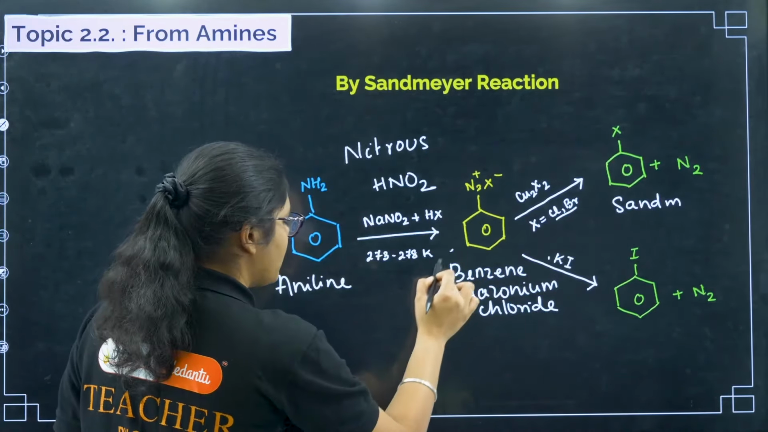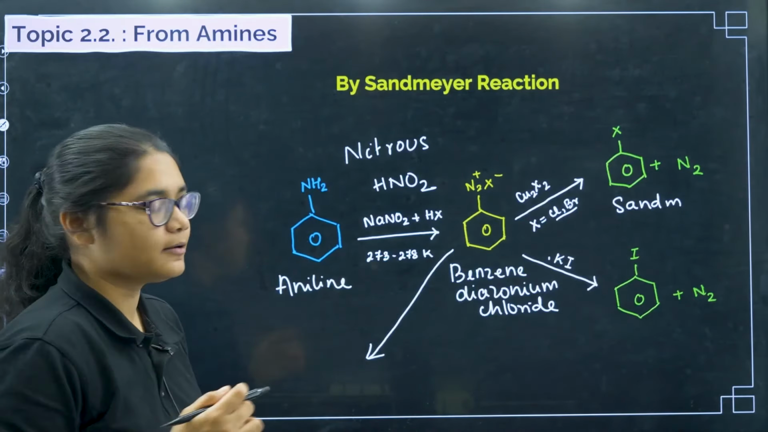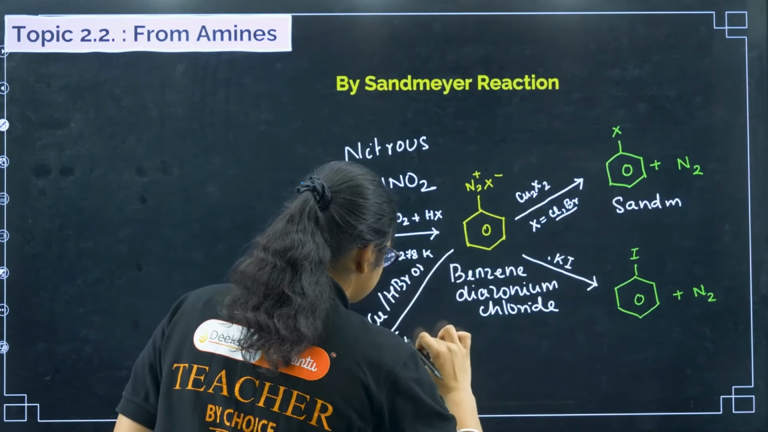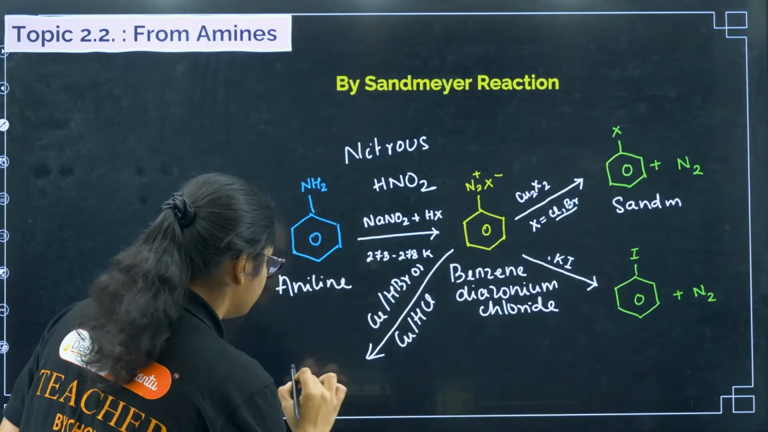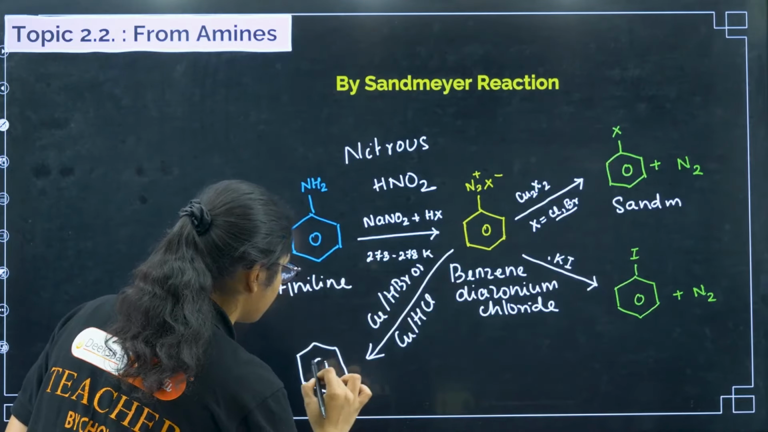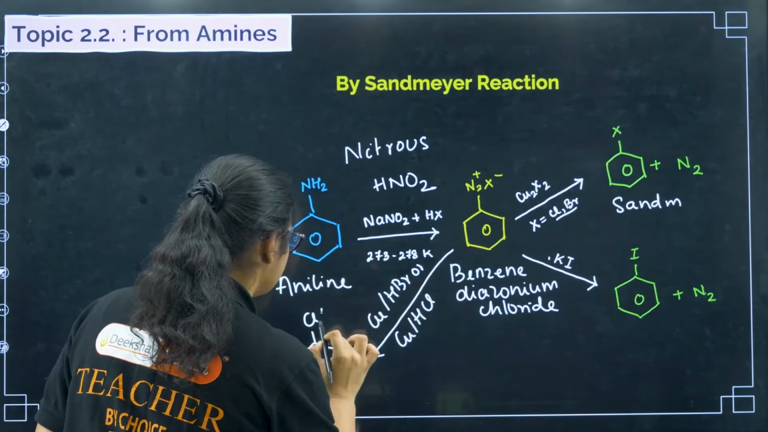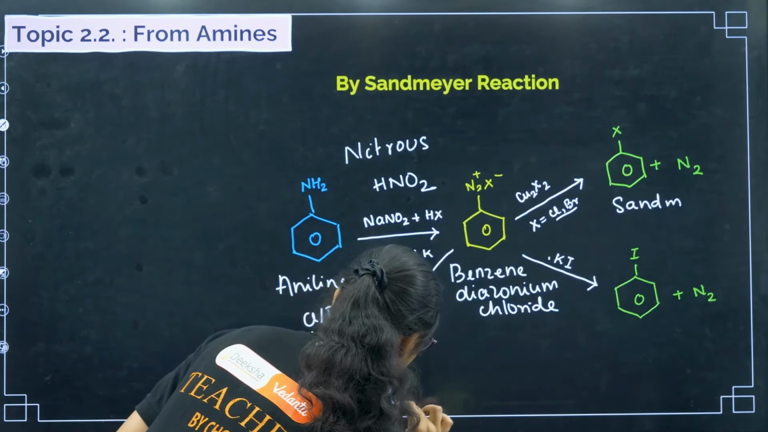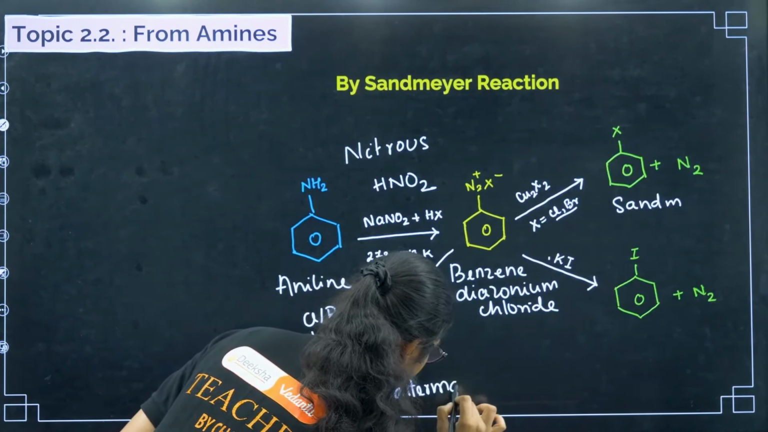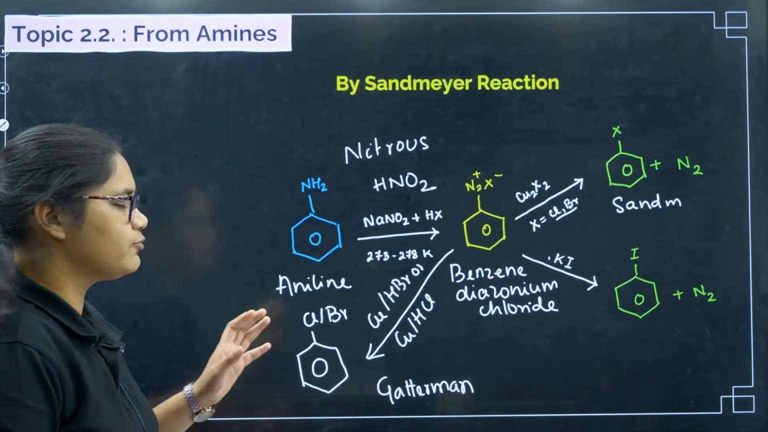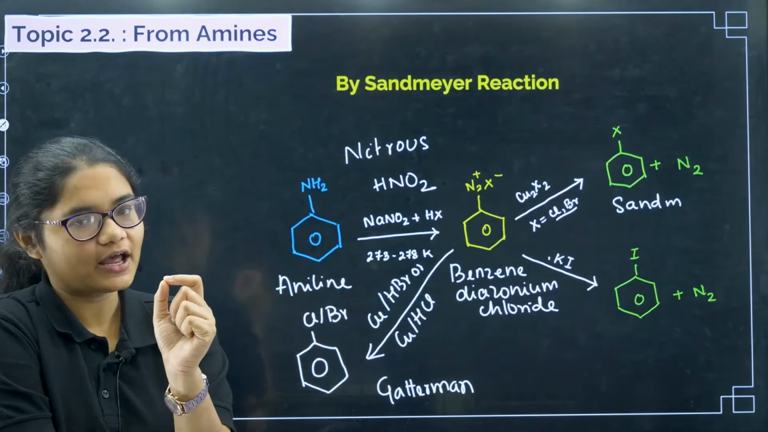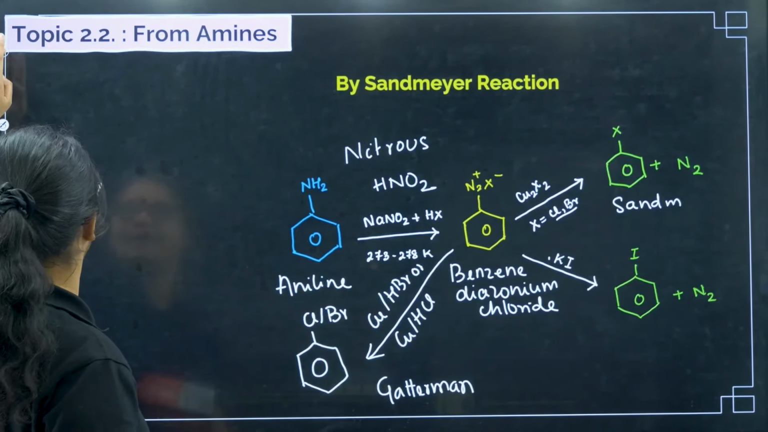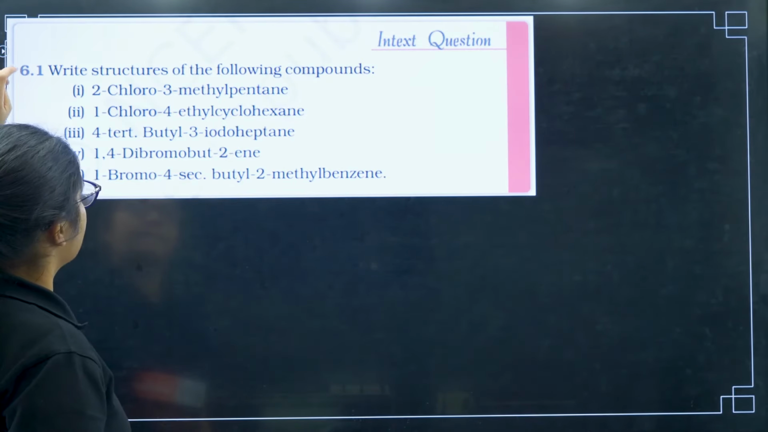Apart from this, I told you there is one more reaction, that is your Gattermann reaction. If you treat it with Cu and HBr or Cu and HCl, then you will get chlorobenzene or bromobenzene. Clear? This is the Gattermann reaction. So we have only two methods. One is chlorine in dark, another is from amines, that is the Sandmeyer and Gattermann reaction. With this, the preparation of haloarenes is over.